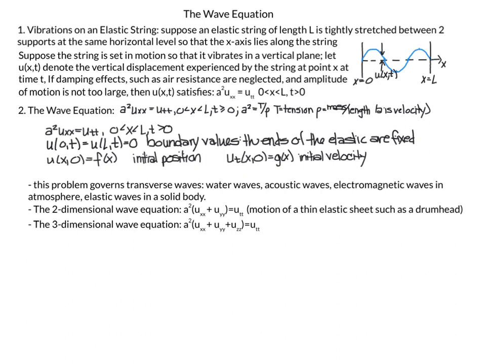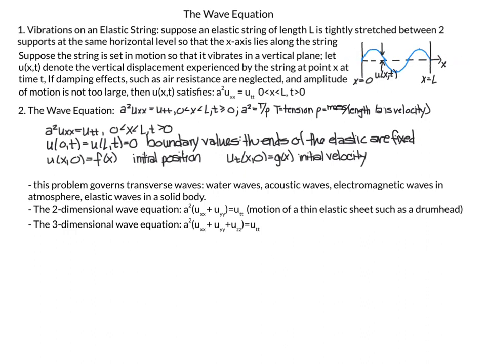So suppose we have an elastic string of length L, tightly stretched between two supports at the same horizontal level, so that the x-axis lies along the string. And here's our picture. This is x equals 0, and then L distance away, we have our string, and it's stretched out at this x equals 0, and so that's this dotted line here. And our x-axis is along the length of the string.